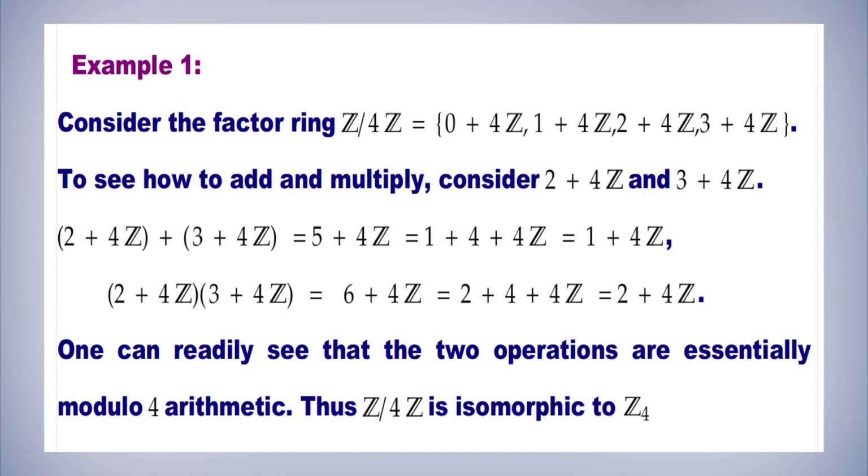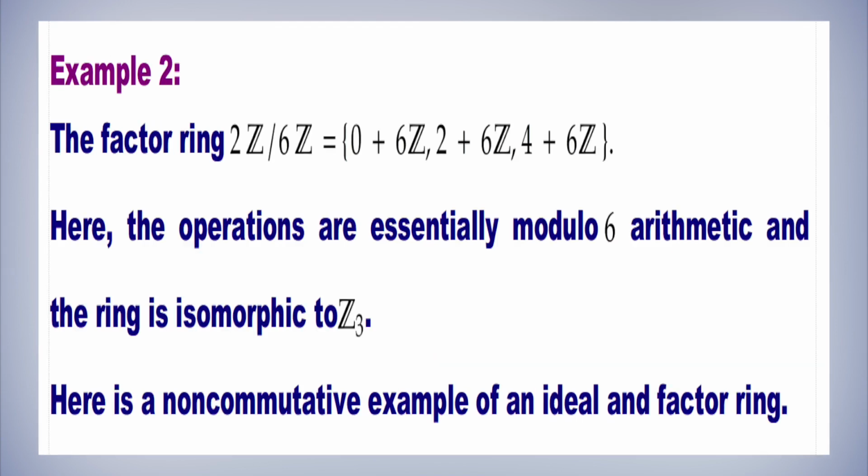One can readily see that the two operations are essentially modulo 4 arithmetic. Thus, Z/4Z is isomorphic to Z4. The second example is the factor ring 2Z/6Z = {0 + 6Z, 2 + 6Z, 4 + 6Z}. Here the operations are essentially modulo 6 arithmetic and the ring is isomorphic to Z3.